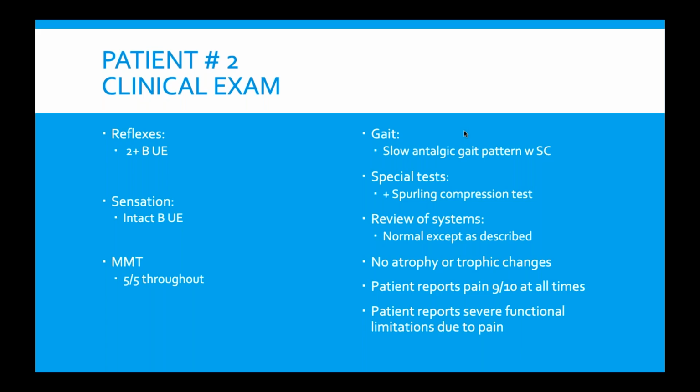He had a very slow antalgic gait pattern, and he used a straight cane for ambulation. He did have positive compression tests bilaterally. So he did have positive foraminal compression tests bilaterally. Review of symptoms was mostly normal. There was no atrophy or trophic changes.